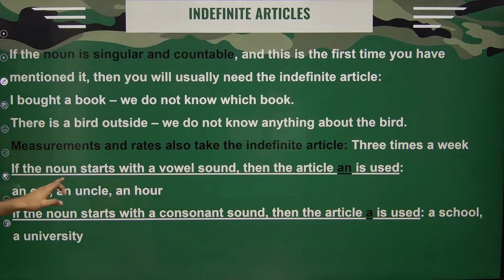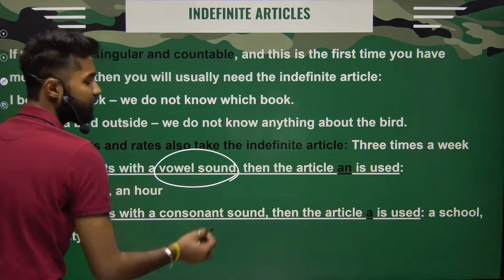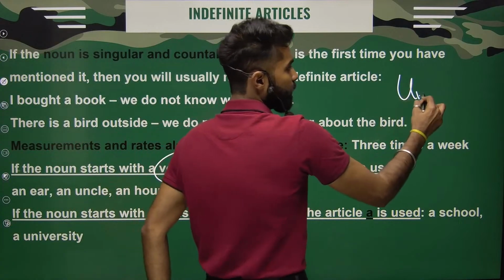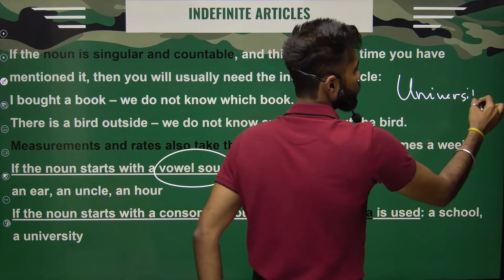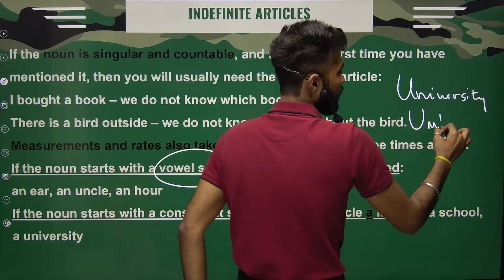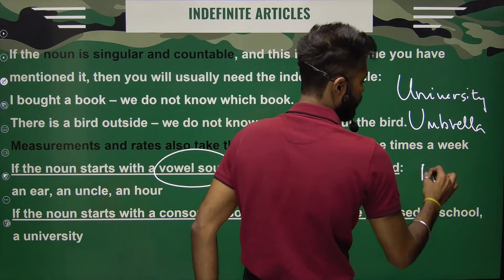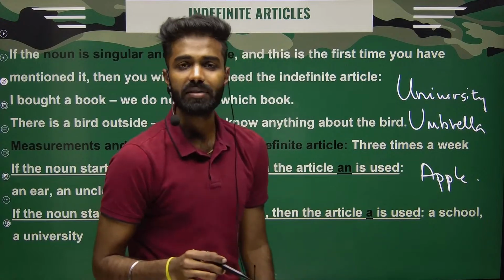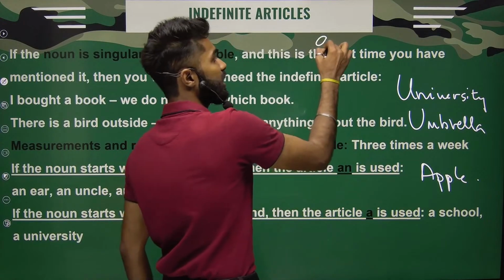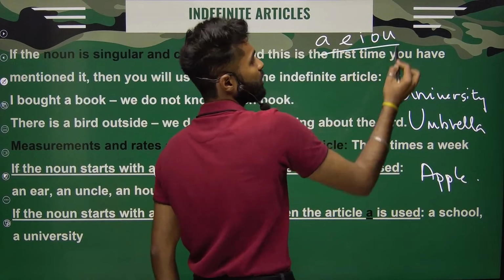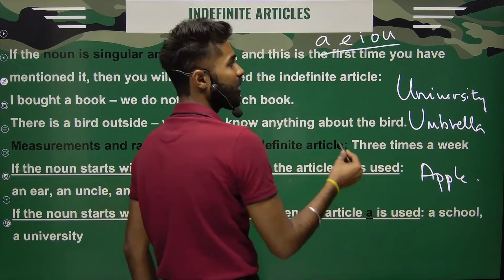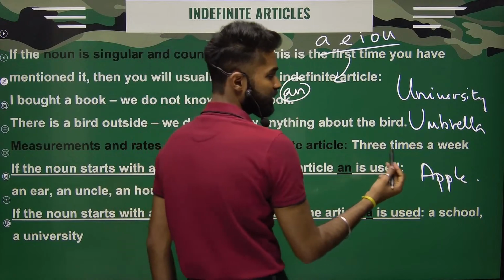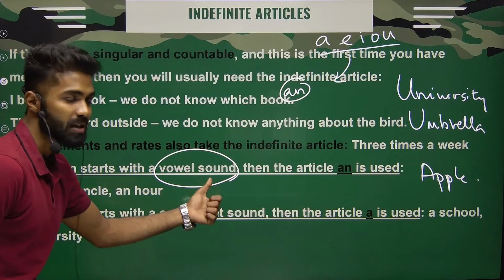Again, see here. If the noun starts with a vowel sound, many of your schools have taught only vowels. For example, university, umbrella, apple. Your school will tell you that if any word is starting with A, E, I, O, U, then you have to use an before it, not a. Whereas here, you are going to learn the vowel sound.